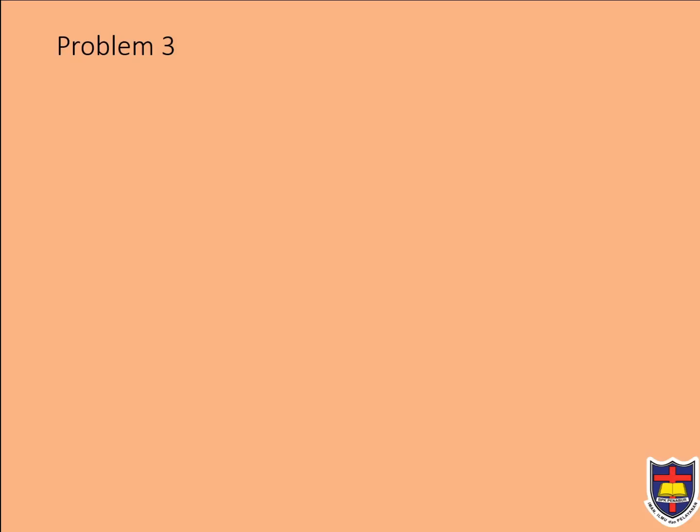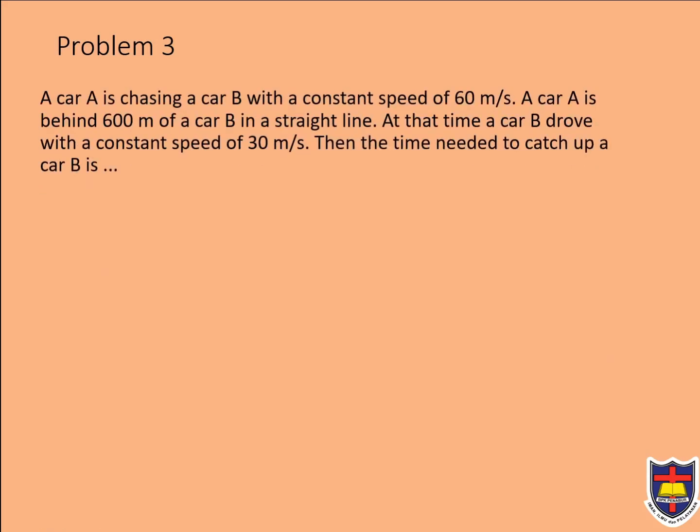Problem 3. Car A is chasing car B with a constant speed of 60 meters per second. Car A is 600 meters behind car B in a straight line. At that time, car B drove with a constant speed of 30 meters per second. Then the time needed to catch up with car B is... The first step is to draw the illustration.